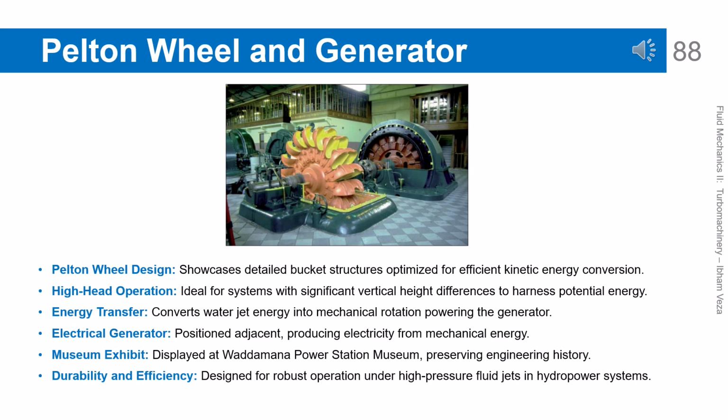Pelton wheel and generator. This slide shows the Pelton wheel together with a generator to illustrate the energy conversion chain from water to electricity. The potential energy of water is converted into jet kinetic energy, then into mechanical rotational energy, and finally into electrical energy. The detailed bucket design aims to maximize the efficiency of capturing jet energy. This system is very suitable for sites with large elevation differences. This example also shows the integration between fluid machinery and electrical machines.